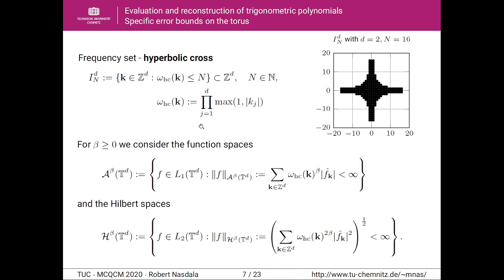And based on this weight function, we can define function spaces. One is A^β, which are just L1 functions, where the norm is now the L1 sum of the absolute values of the Fourier coefficients weighted with this weight to the power β. And of course, accordingly, we can define Hilbert spaces, H^β, which are the L2 functions, where the norm is now the square sum of the weighted Fourier coefficients. Okay, and for these two function spaces, we have error bounds.